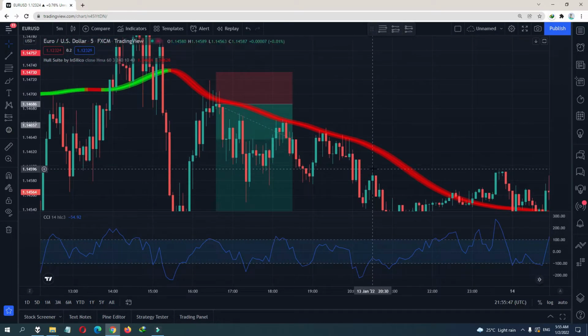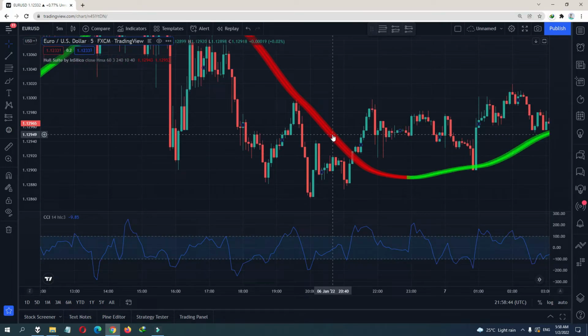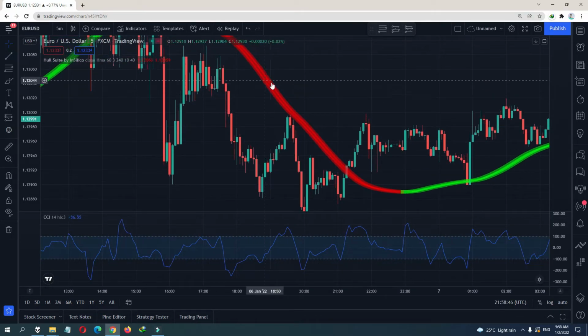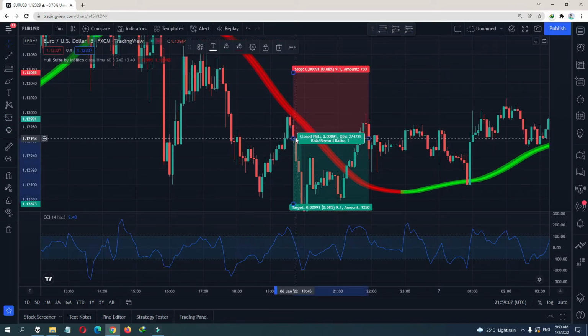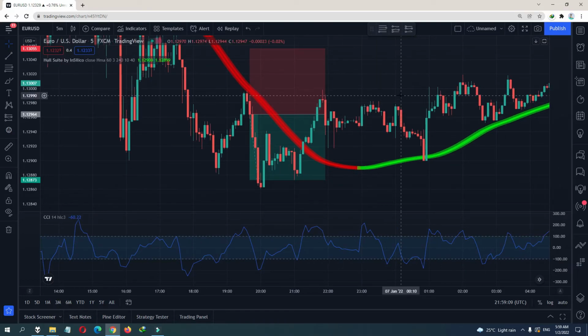Here's another sell signal. The Hull Suite is red, and you wait for the CCI to pierce upward above 100, and then it goes back down. Here it's 85, you see here. So that's our sell signal. We sell here, and the stop loss is the last swing high.